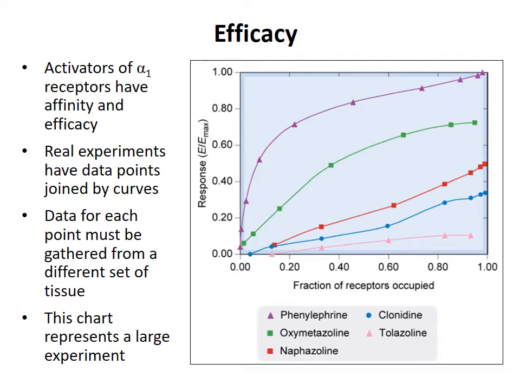You could look at the response. Okay, in E max, this is E divided by E max, but E max would be 100%. Whatever the response is, we're talking about vasoconstriction here, blood vessel constriction. So basically we divide the response for this receptor system by the maximum response, right? And so this is just a fraction of the maximum response that we're seeing. And the whole point here is that phenylephrine gives you response at a much lower concentration than oxymetazoline.